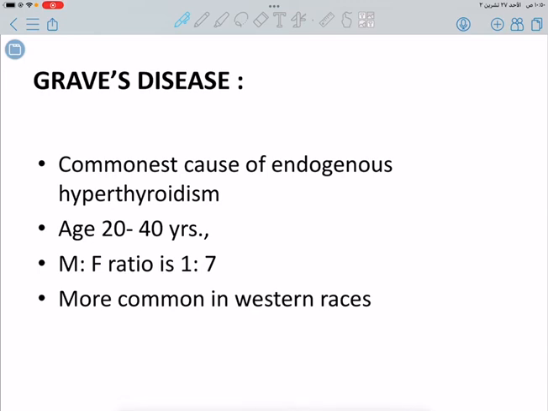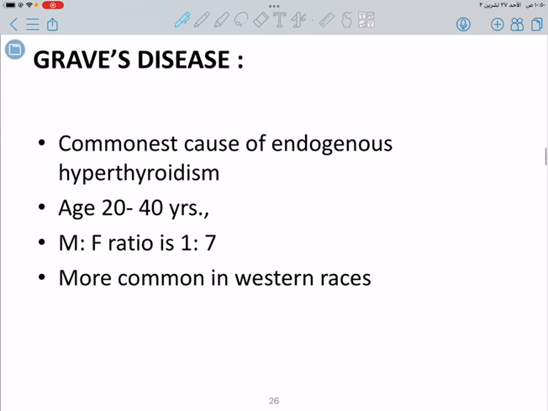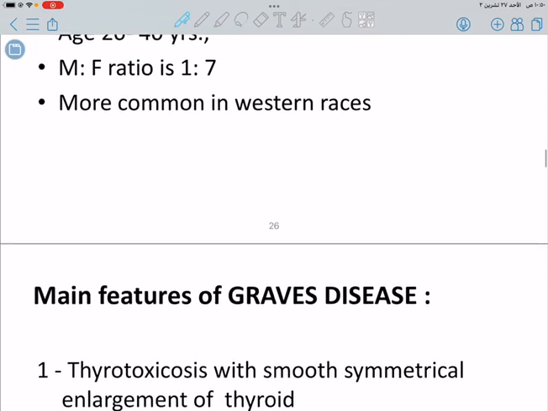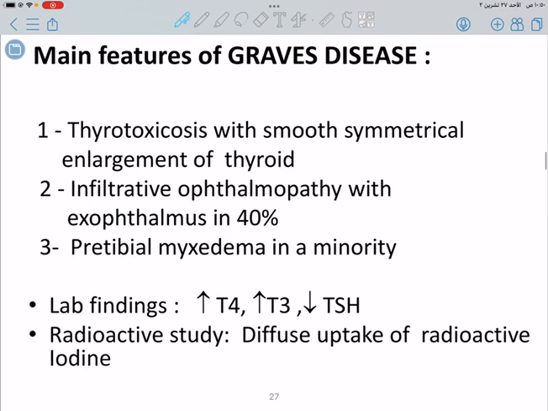All autoimmune diseases are much more common in females. It is more common in Western races. The main features of Graves' disease: thyrotoxicosis with a small symmetrical enlargement of the thyroid. The thyroid becomes very active, it enlarges, and it is smooth with no nodules and no masses. Smooth symmetrical enlargement means the whole thyroid is enlarged and there is no mass formation.